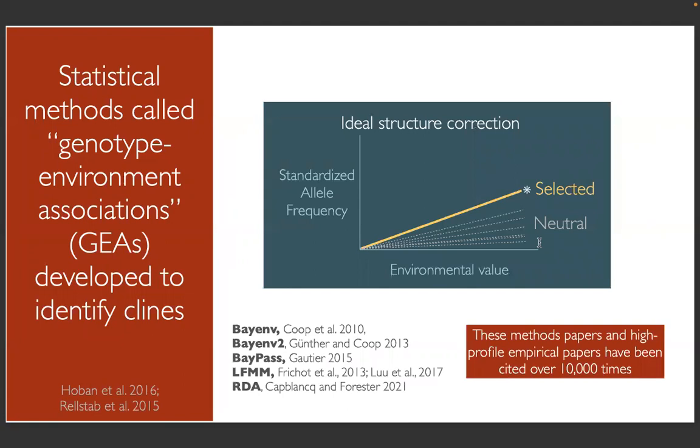And so to prevent this from happening, a number of different methods have been developed that correct for structure in this statistical test. And ideally, they separate the selected signal from the neutral one, although it doesn't really work this way in practice. These methods and empirical papers that cite them have been cited thousands of times. A scientific paradigm is a distinct set of concepts and research methods that determine what constitutes a legitimate contribution to a field. And this GEA concept meets that definition of a scientific paradigm.